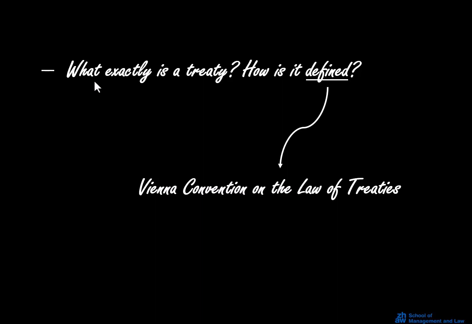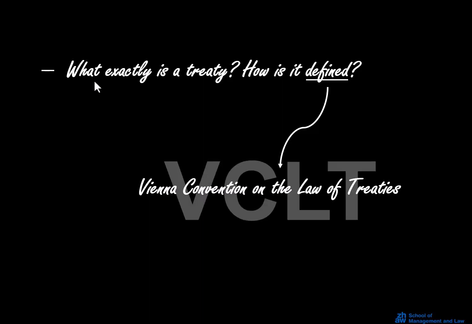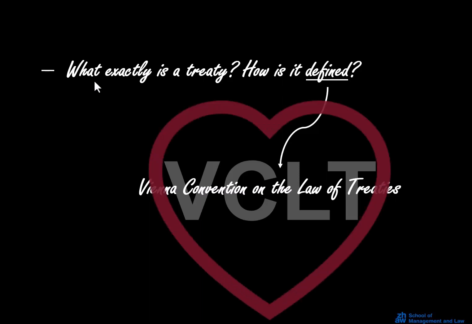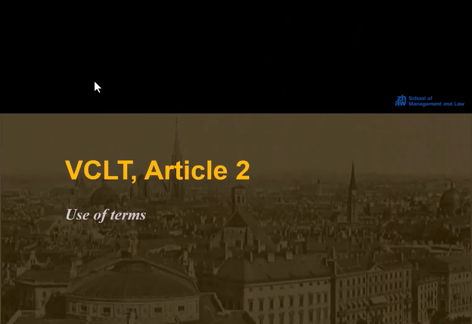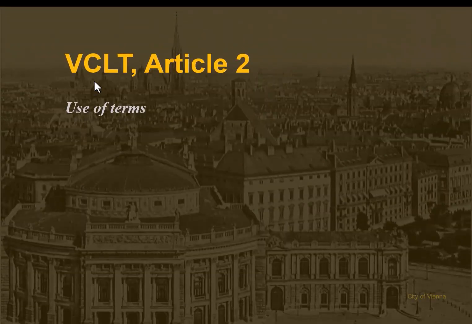Luckily, we can find the definition of the notion of a treaty in the Vienna Convention on the Law of Treaties, the VCLT. When it comes to treaties, the VCLT is essential reading. It is the heart of treaty law. In fact, the VCLT is itself a treaty, and it is a treaty that provides fundamental rules applying to treaties. It's very much a treaty on treaties. In its Article 2, the VCLT contains a number of definitions. The first notion that is defined here is the treaty.